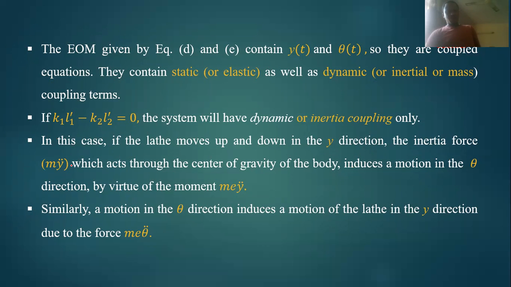So in this case, if the body moves up and down in the y direction, the inertial force M y double dot, which acts through the center of gravity of the body, induces motion in the theta direction by virtue of the moment. That is M e y double dot. M y double dot is the force, e is the distance, so it is the moment.